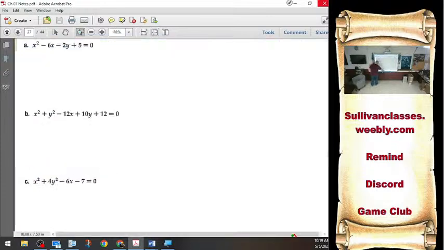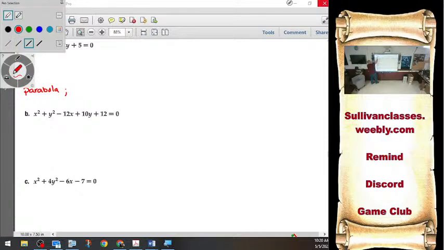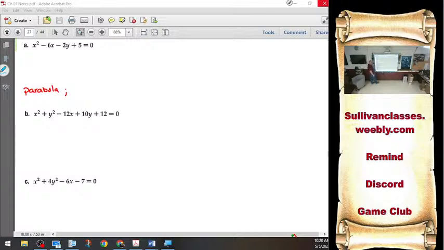All right. What do we think? Why is it a parabola? Because there's one Y and one X. The Y is the square. Only one term is squared. So I'm going to say that it's a parabola, and I'm going to treat it as such.